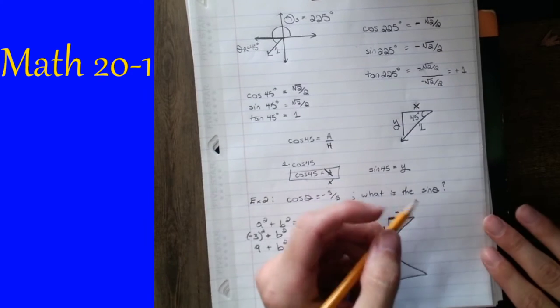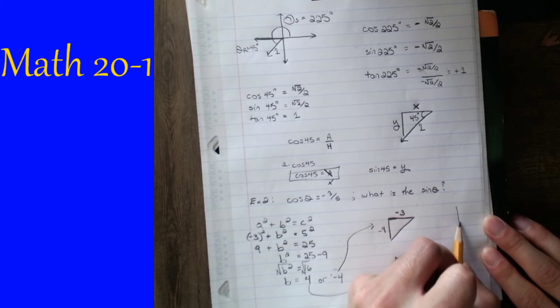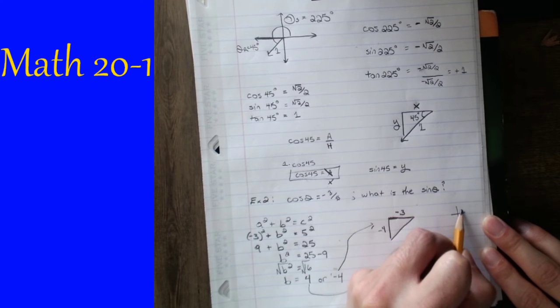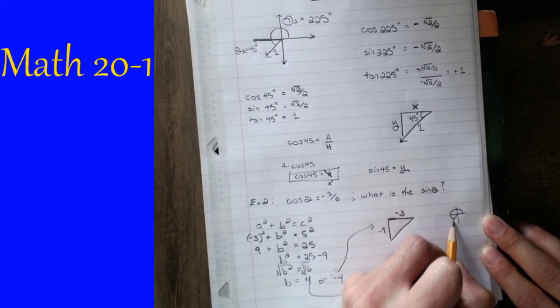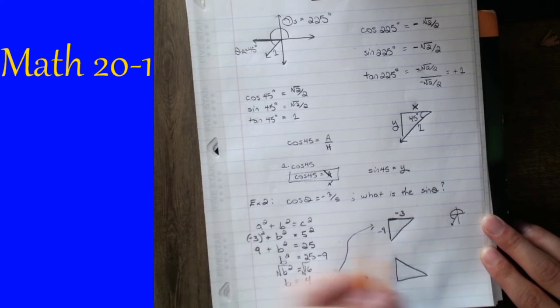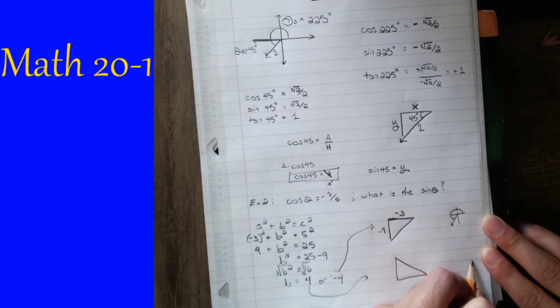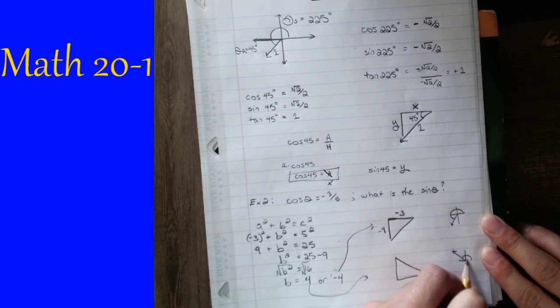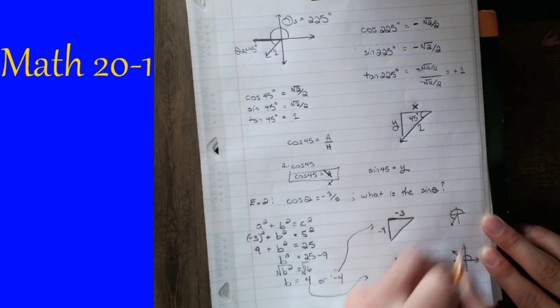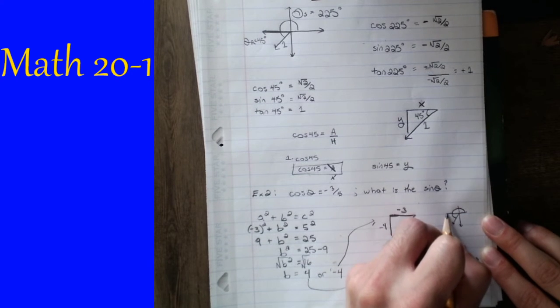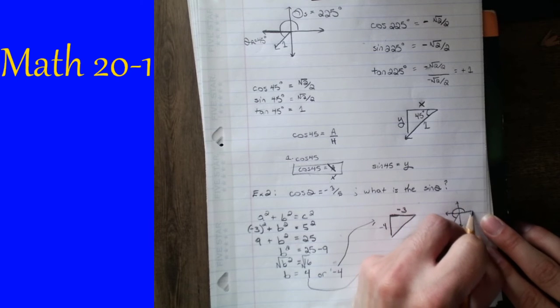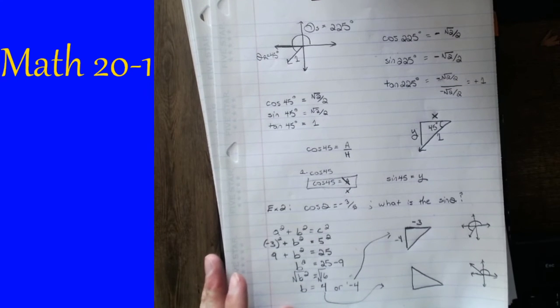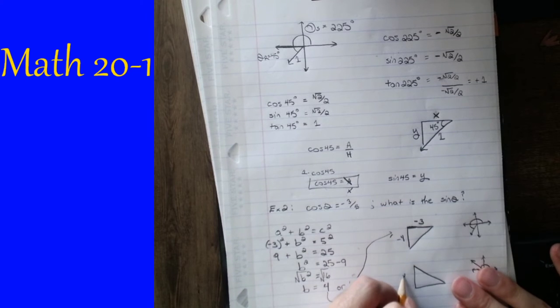That translates to an angle that looks like this for here, or an angle that looks like this. Both of these angles are sufficient. Plus 4 and negative 3.